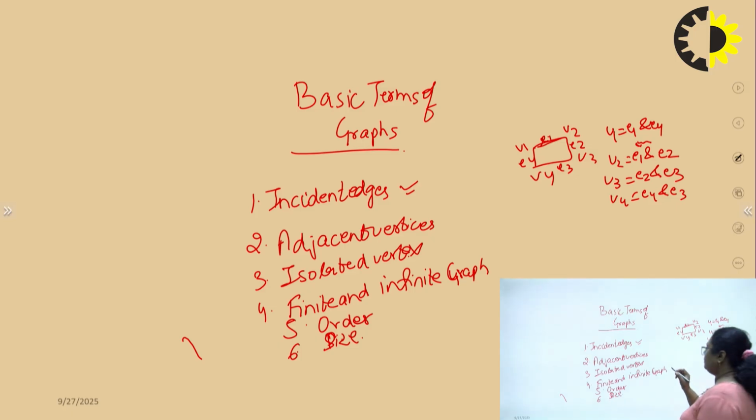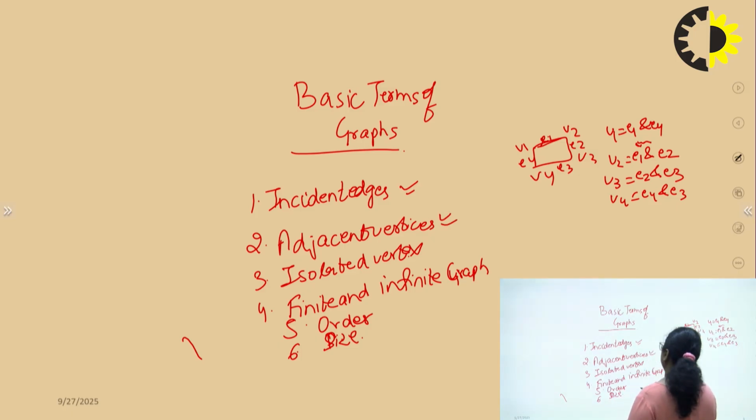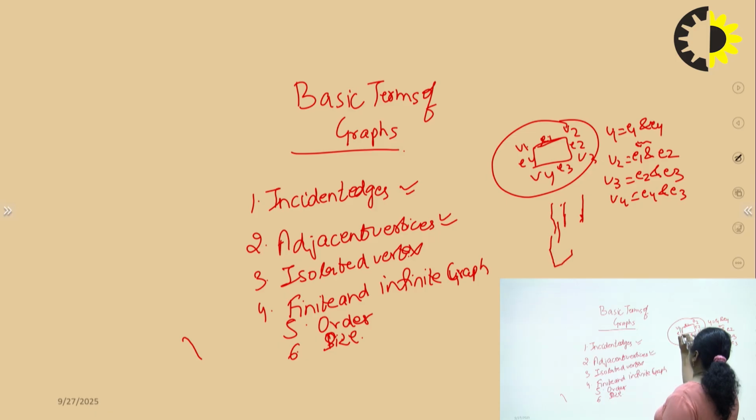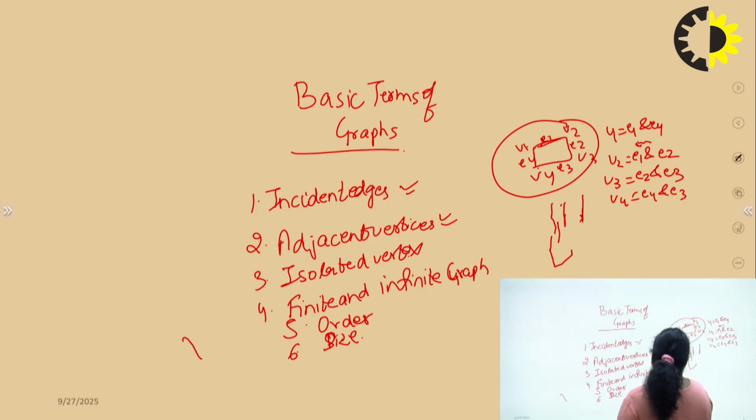Next comes the term adjacent vertices. We are taking the same graph as an example. We can say V1 is adjacent to V2, V4 is adjacent to V1, and V4 is adjacent to V3. So vertices connected by an edge are said to be adjacent vertices.